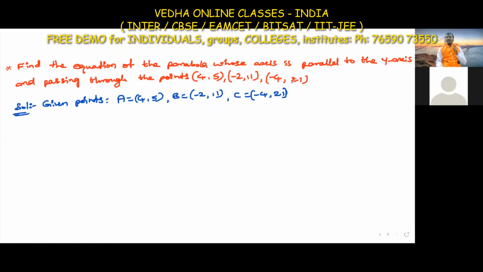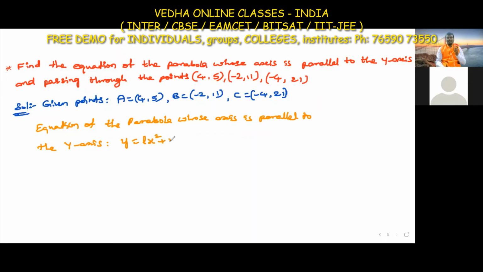And this parabola's axis is parallel to the y-axis. So the equation of the parabola whose axis is parallel to the y-axis. What is the formula, ma? Parallel to the y-axis means, remember here, y is equal to l x square plus m x plus n. Okay, what is the formula?